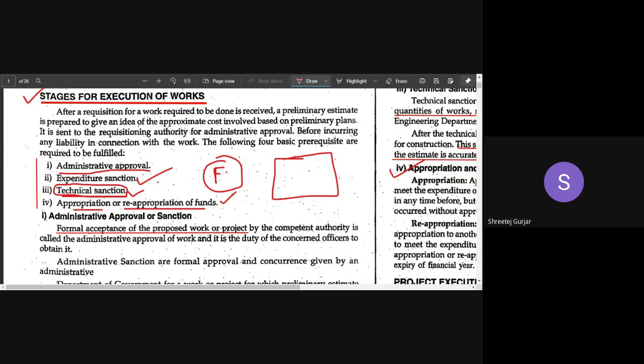Before they give a contract to build this particular building, they have to take the administrative approval, right, of the higher authority, of the CEO of the company or the chairman or the board of the company. They have to take the administrative approval that the building is required, that it is beneficial to the company. Then they have to take the financial department approval, right? The expenditure sanction, where they check whether they have the funds with them.